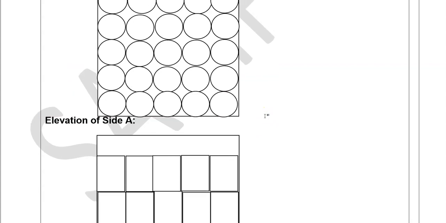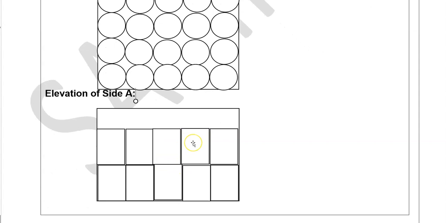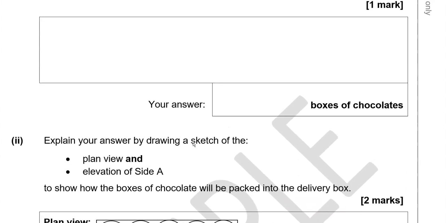So to answer the question that we had in part 1, if 25 can fit in one row, then 2 rows means 50 boxes.